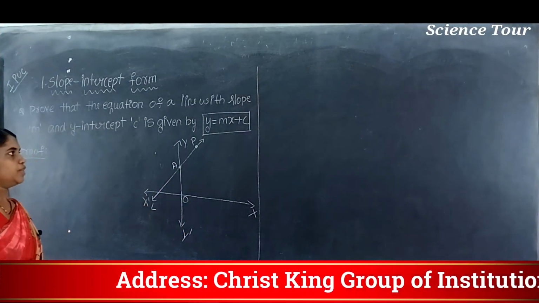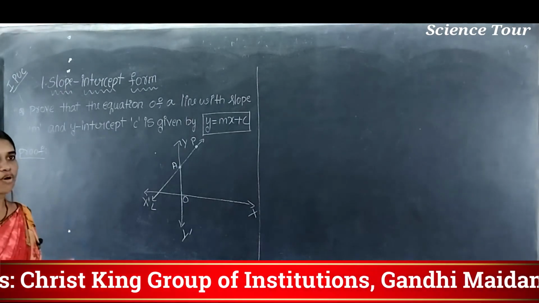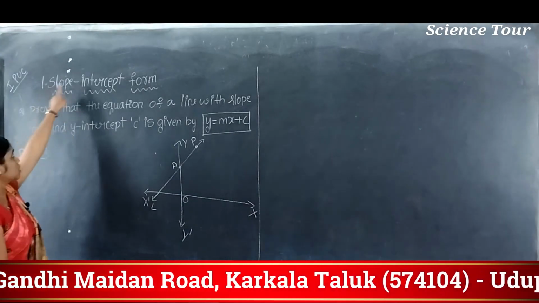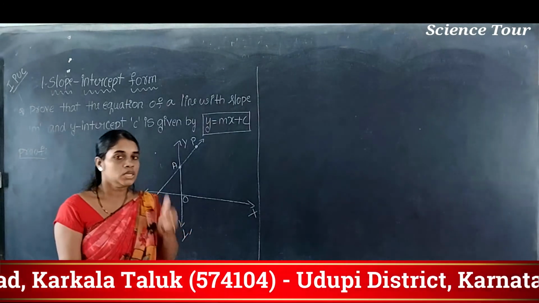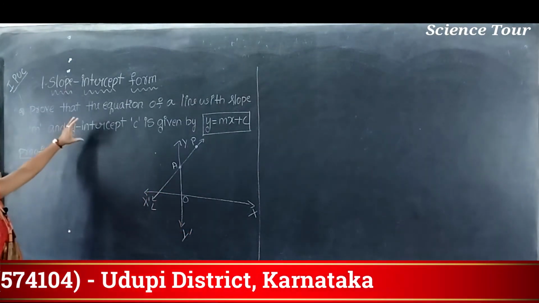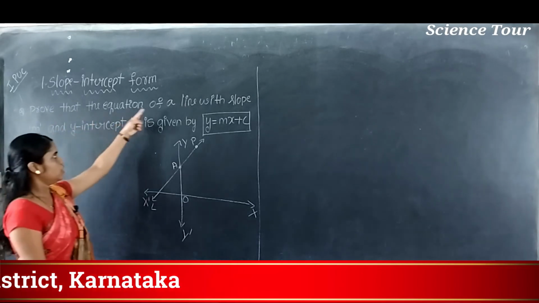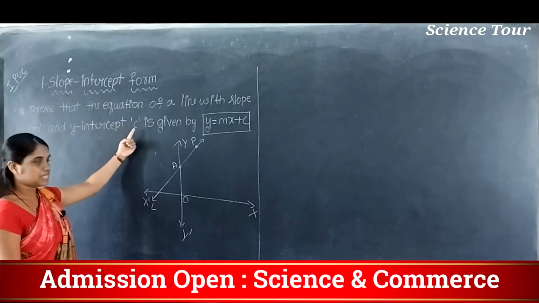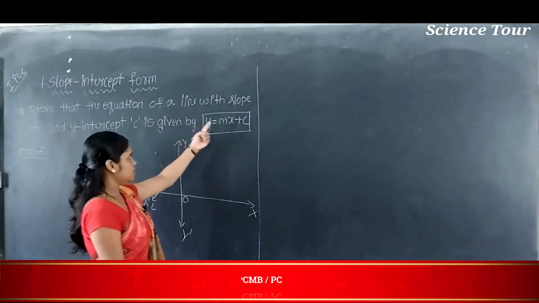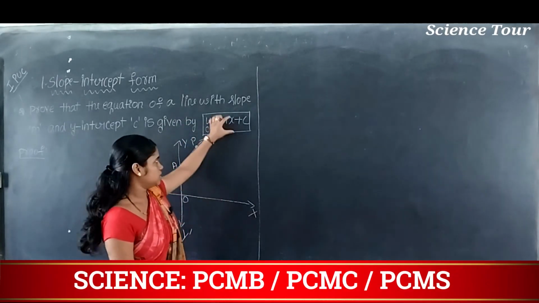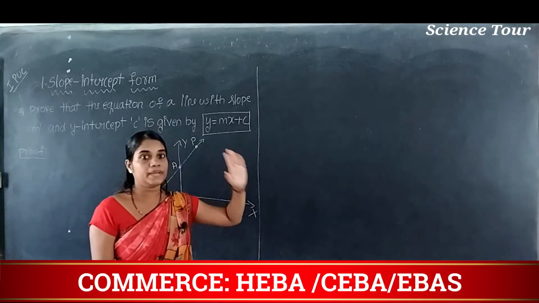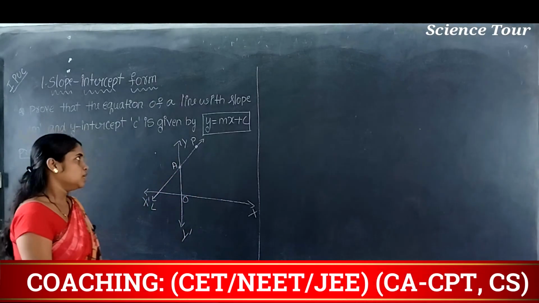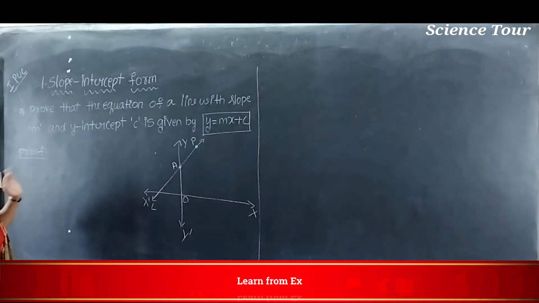Next we'll discuss the various forms of the equation of a line. First we'll discuss the first form, the slope intercept form. The question will be like this: prove that the equation of a line with slope m and y-intercept c is given by y is equal to mx plus c. This is an important formula. The slope intercept formula is y is equal to mx plus c. So how do we derive this? First we'll see the proof.